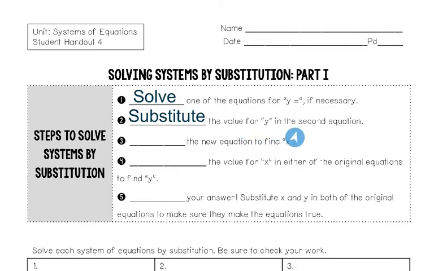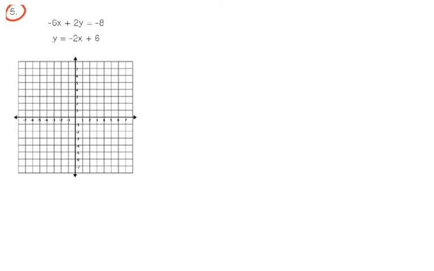Substitute the value for y in the second equation. Now what does that mean? Let's look back here. So substitute means to put something else in place of it. If I've got a substitute, I've got someone else coming in to take my place for the day. So what I have here is two equations where I have x and y's. Let me underline the x's in red, and I'm going to underline the y's in blue.